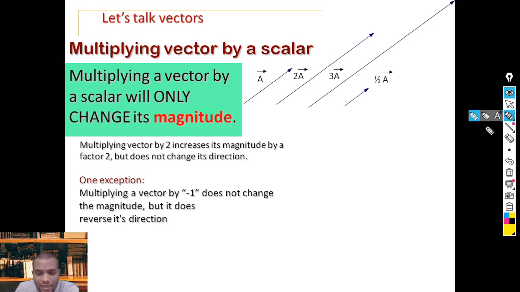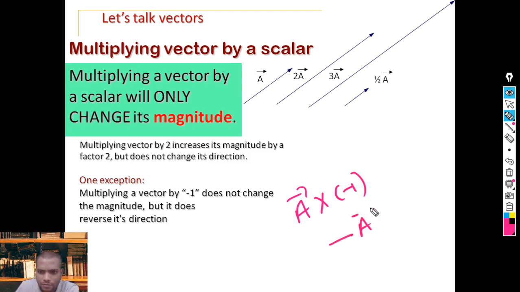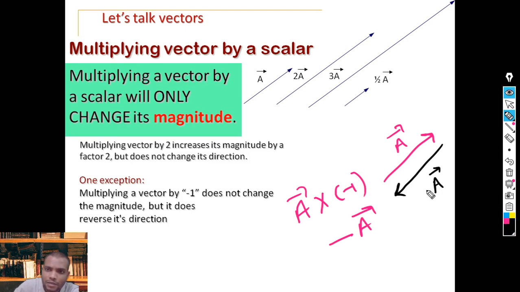What about if you multiply a vector with a negative scalar? Suppose I am multiplying a bar with a negative number. A bar times -1: what is this value supposed to be written as? I can write minus a bar. So how can we represent minus a bar? If this is a bar, minus a bar is nothing but flipping the vector: the same magnitude but opposite in direction, and this vector becomes a negative vector.